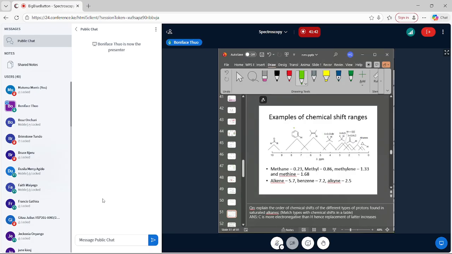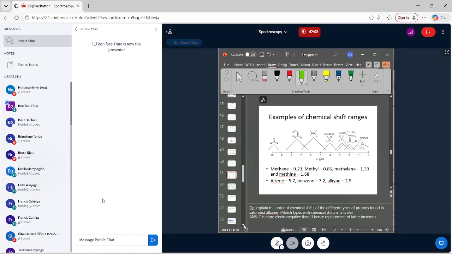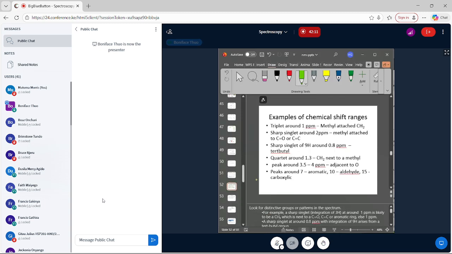So the general areas are the alkenes, the aromatic, and then the ones attached to carbonyl carbons, the aldehydes, the esters, etc. So in most cases, those on the higher side will be either directly attached to the carbonyl or hydrogen bonding is involved.